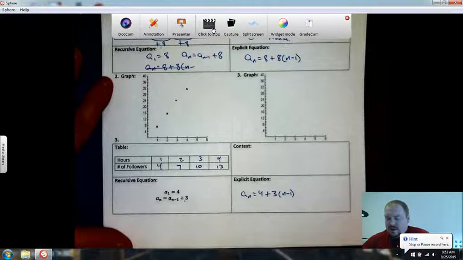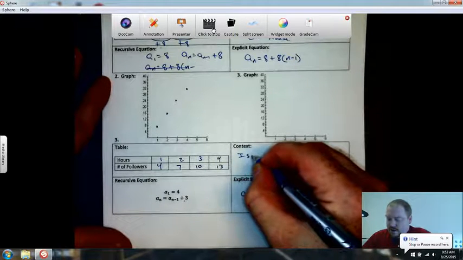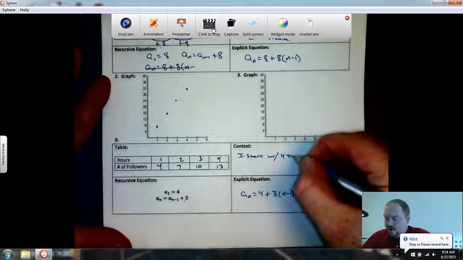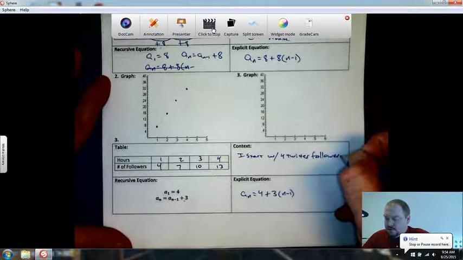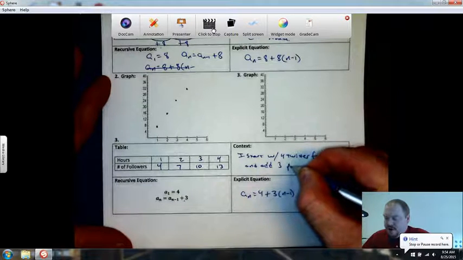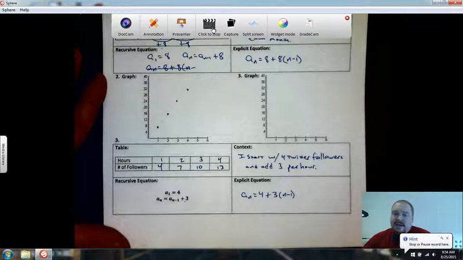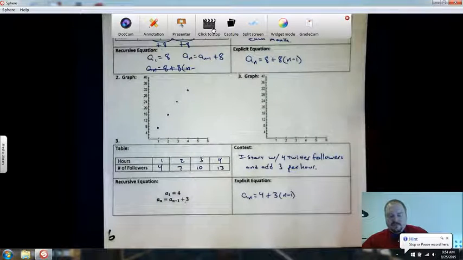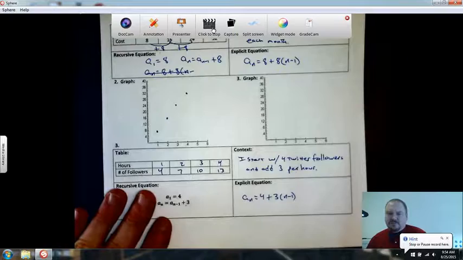So I could say my context. Say, I start with 4 Twitter followers and add 3 per hour. There is a valid context. Good enough. Okay, so moving on. Okay, notice I didn't do the graph, just a time thing.